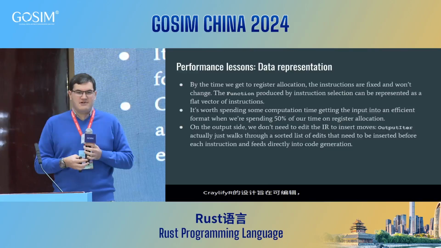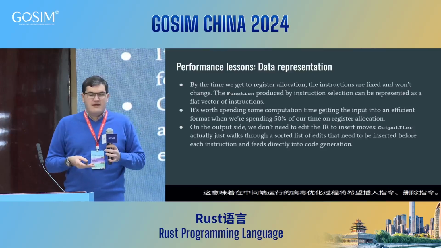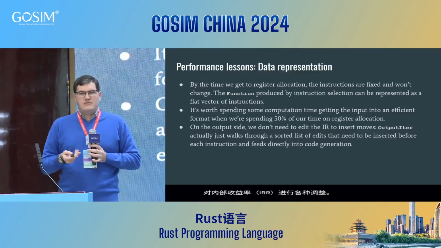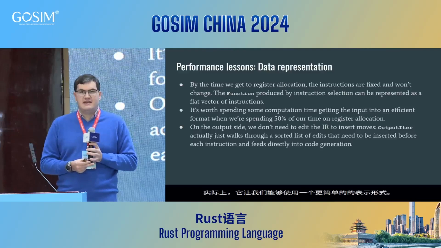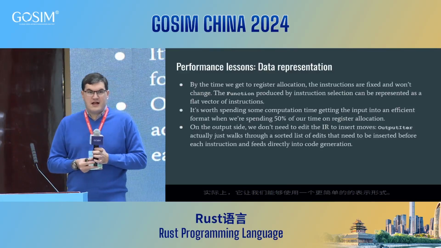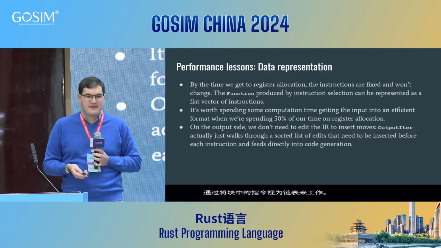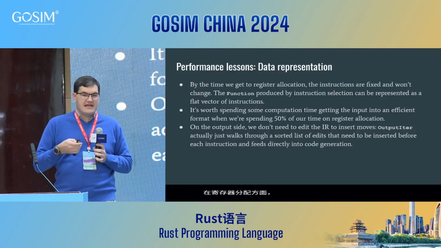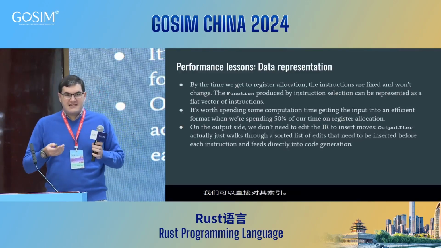This is not necessary anymore when we get to register allocation, and in fact, it allows us to use a simpler representation. An editable IR in Cranelift works by treating the instructions in the block as a linked list. For register allocation, we prefer just having a flat vector of instructions that we can index directly. And it's worth spending some computation time to get the input IR into an efficient format. It makes sense if you think about it.